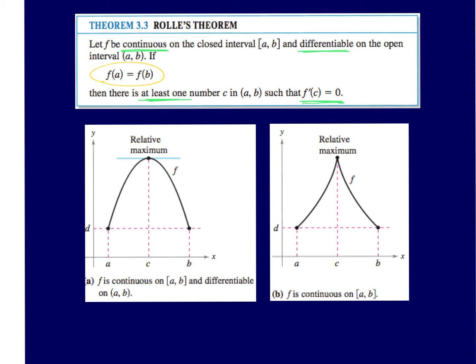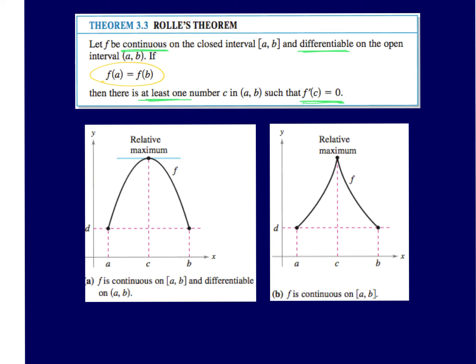And then extreme value theorem. In extreme value theorem, again, that function had to be continuous. What does this one have? It has to be continuous, but also differentiable. And we also have to have f of a and f of b equal to each other. Now, this is our first one that has to be differentiable.